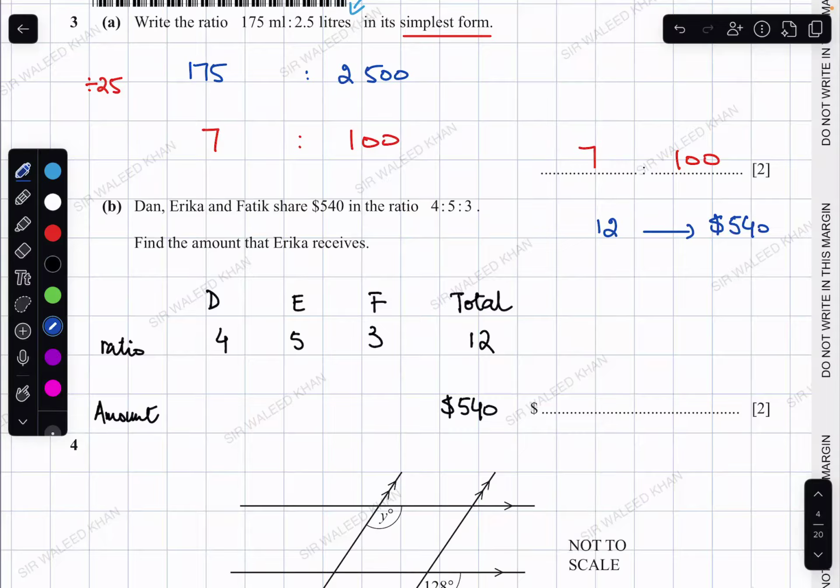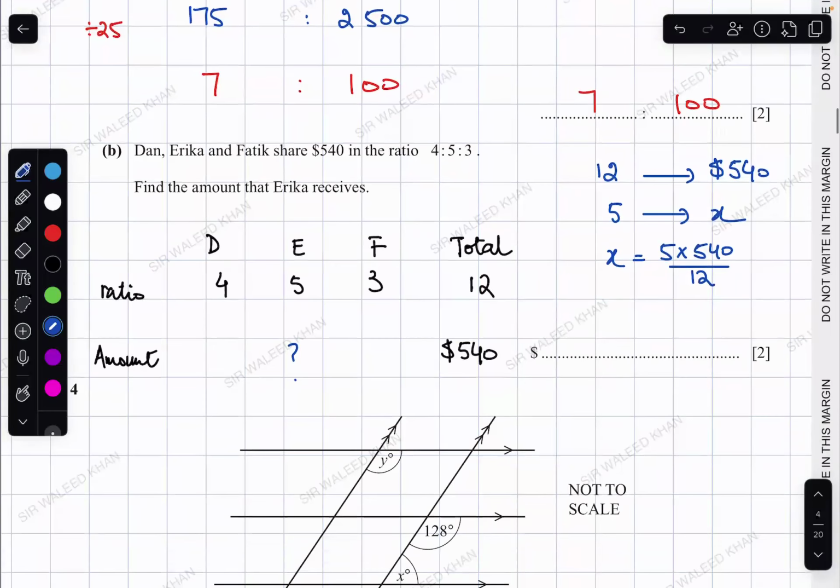Then, which one are they concerned about? Erica. Then 5 will represent how much? So you just cross multiply it and figure out the answer. So x is equal to 5 times 540 divided by 12. Okay, so you have access to your calculator. You can use that. It should be 225.